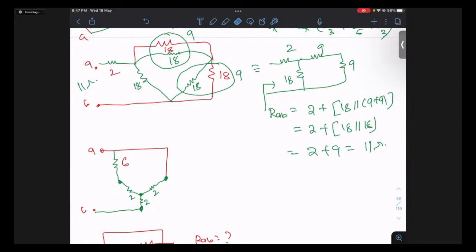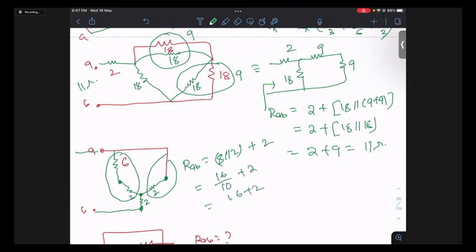Okay, now see. Now we can read the circuit this way. If I ask you what is R of AB, in this case 6 and 2 are in series, 8 parallel with 2, plus this is 2. So 16 by 10 plus 2. It is 1.6 plus 2. So this happens to be 3.6. So the answer is 3.6.